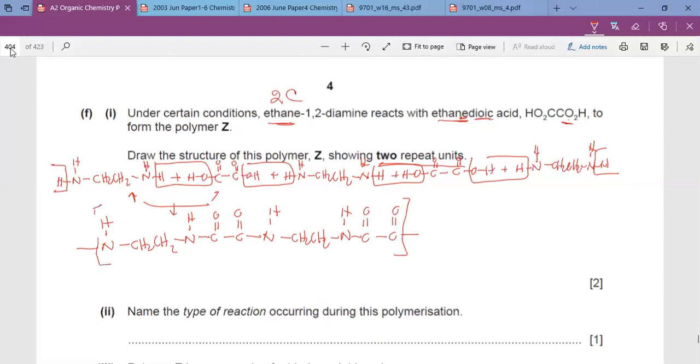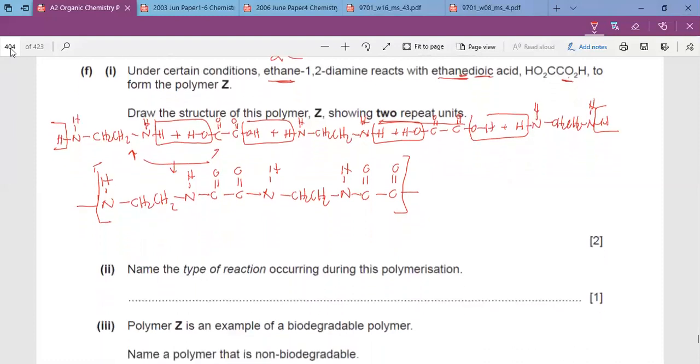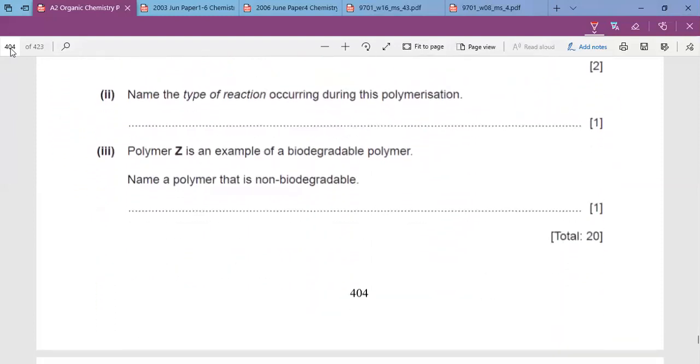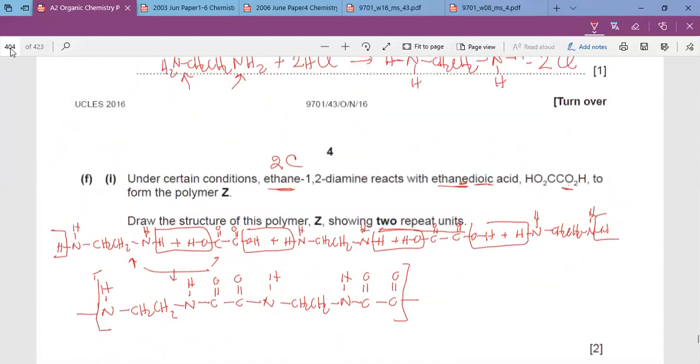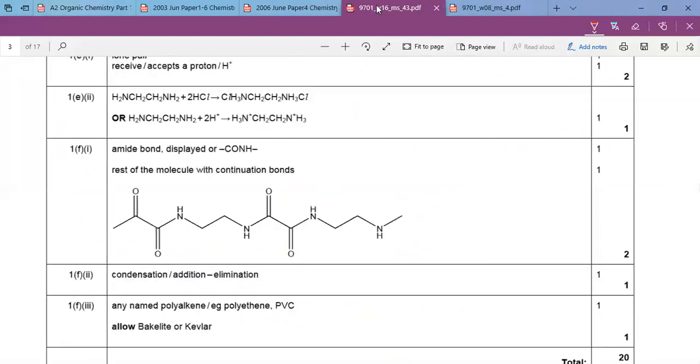Two marks. Okay, I hope I got the marking scheme here, because it's important. I don't have the year. I think I got the year up here. Okay, 16, 43. Okay, here we are. See now. You see it? Remember continuous bonds.